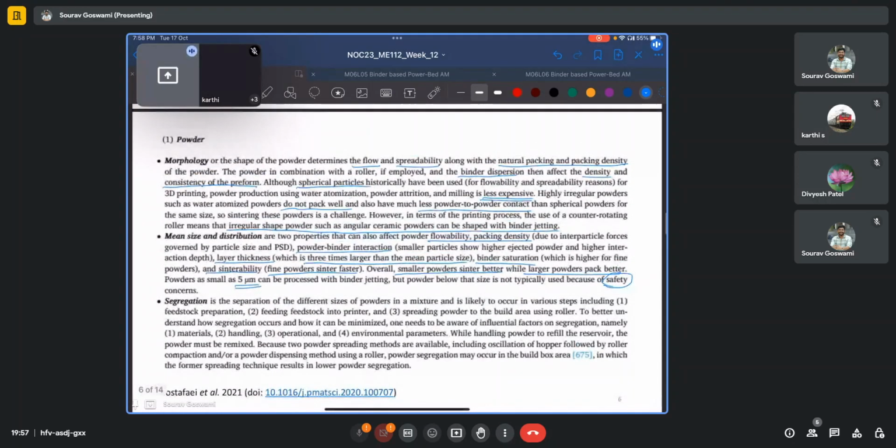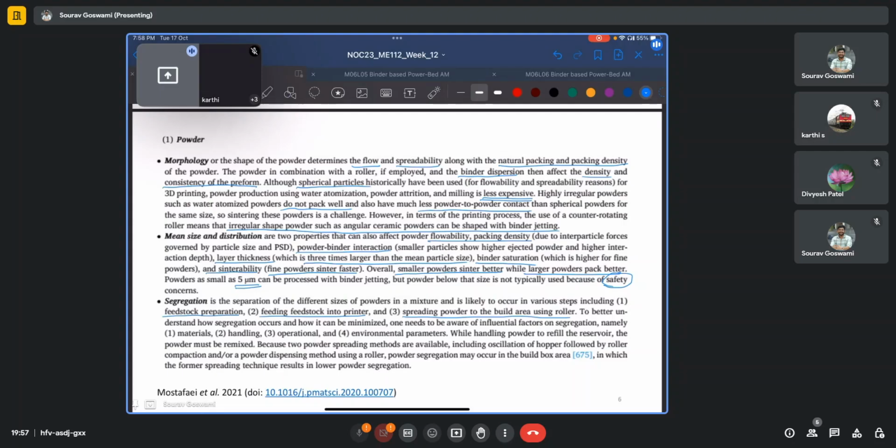Again, the segregation of these powder particles can occur based on the size distribution. So it may very well happen that in one region you have very fine powders and in the other region you have coarser powders, and then definitely it is expected that the mechanical and metallurgical properties will not be the same. You will have some anisotropy in your deposited part, and it can occur in various steps of the process, such as during the feedstock preparation itself, the feeding of this feedstock into the printer, or while spreading it using the roller or doctor blade.